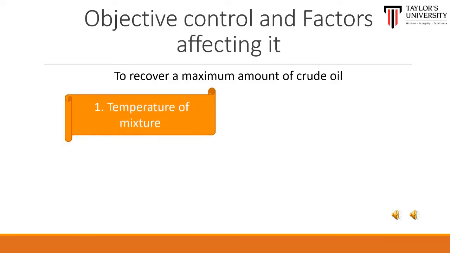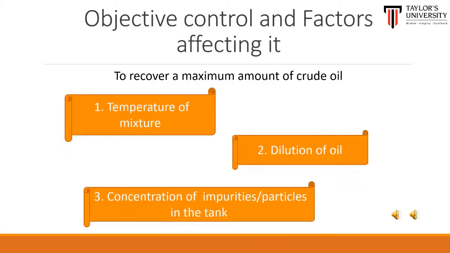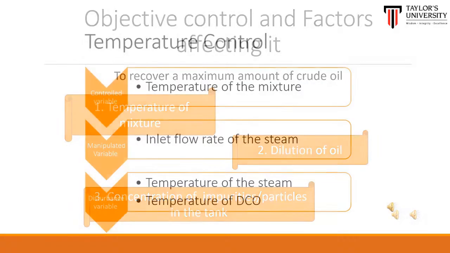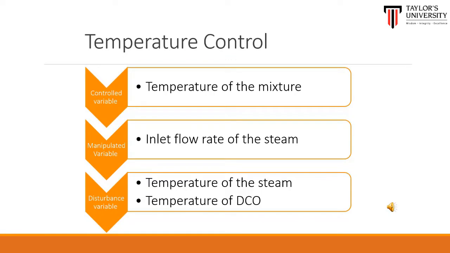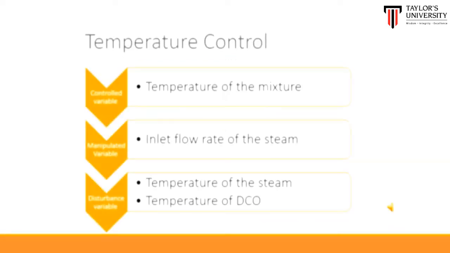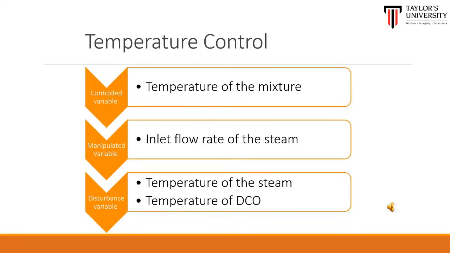Three main factors affecting it would be the temperature of the mixture, dilution of the oil, and concentration of impurities particles in the tank. Temperature control can be achieved with a feedback control loop. First, the controlled variable would be the temperature of the mixture. Manipulated variable would be the inlet flow rate of the steam. The disturbance variables being identified are temperature of the steam and temperature of the DCO.